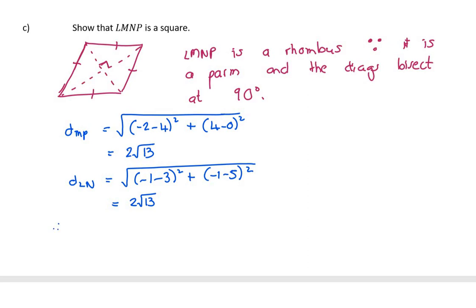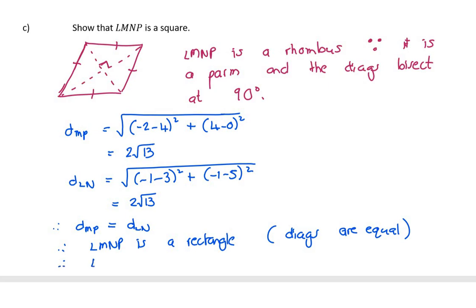So therefore, remember, this is a show, this is a proof, so you've got to spell things out. Therefore, the distance from M to P is equal to the distance from L to N. Therefore, LMNP is actually a rectangle. Because, in brackets, why? And you just explain why. Because my diagonals are equal.